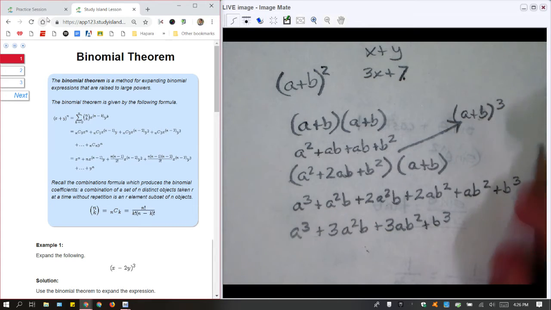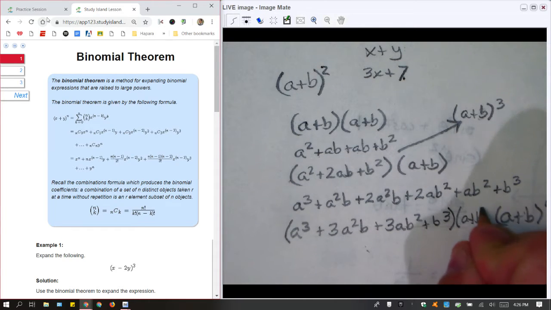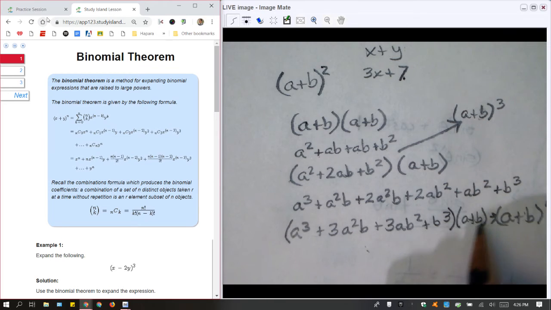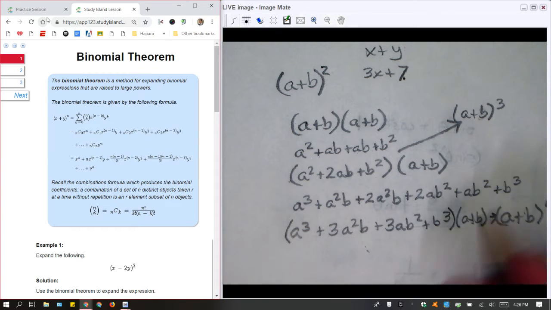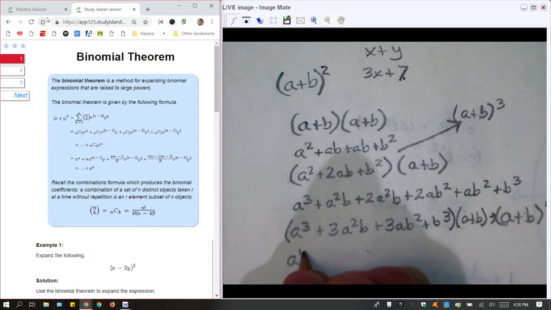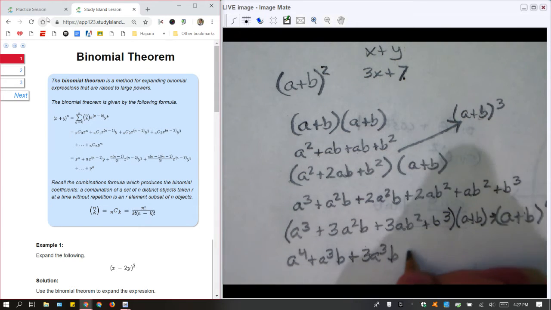Well, what if I had a plus b to the fourth power? A plus b to the fourth power would just be a plus b cubed, times a plus b. Again, let's multiply everything in this polynomial times this polynomial. So here we go. A cubed times a is a to the fourth. A cubed times b is plus a cubed b. And then we have 3a squared b times a, so 3 times a squared times a is 3a cubed b. And now I have 3a squared b times b, which is plus 3a squared b squared.